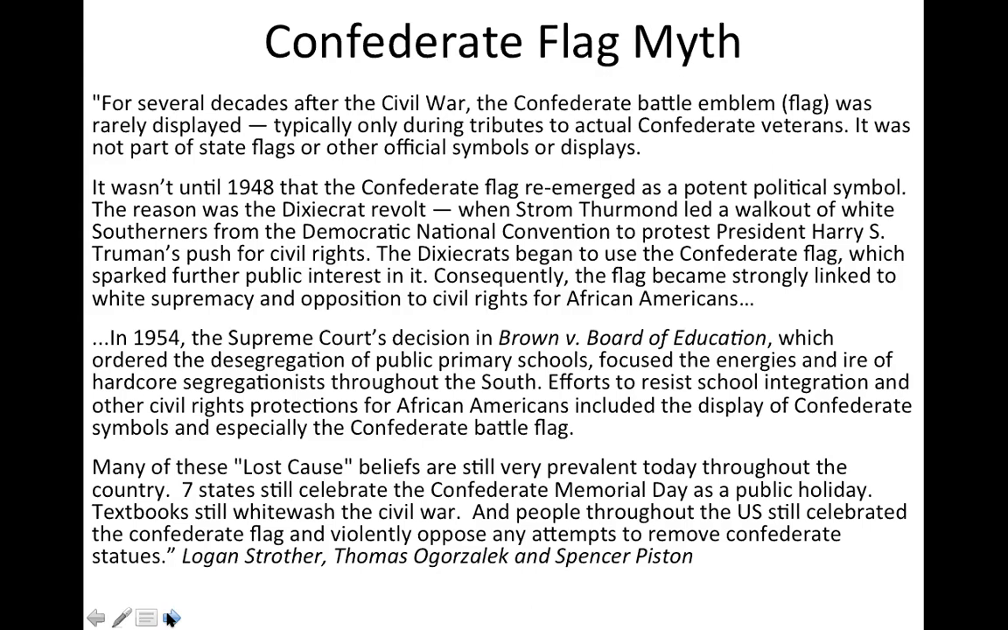Many of these Lost Cause beliefs are still prevalent today throughout the country. Seven states still celebrate Confederate Memorial Day as a public holiday. Textbooks still whitewash the Civil War, and people throughout the U.S. still celebrate the Confederate flag and violently oppose any attempts to remove Confederate statues. Which I will say, in this past election, there was a victory. I believe it was Mississippi that just voted to redesign their flag, which was using the old Confederate flag. So there is some progress with some of this.